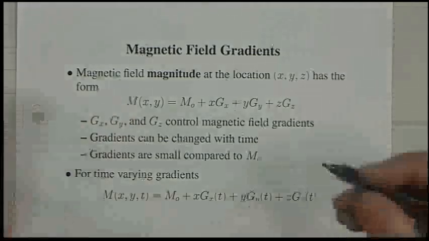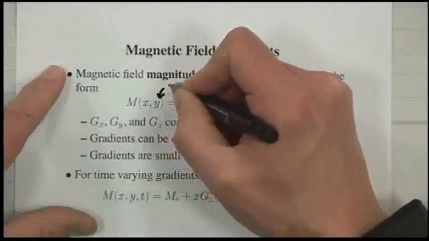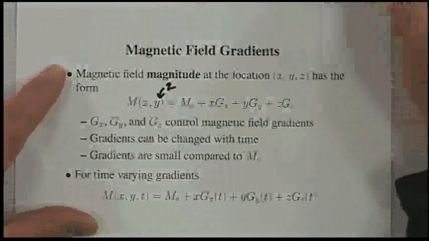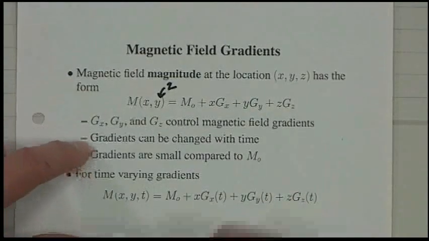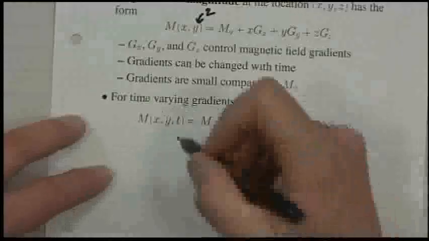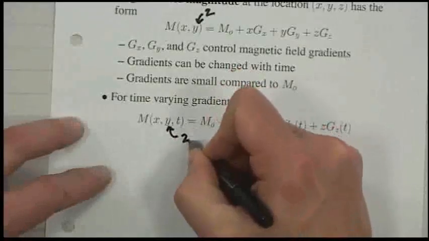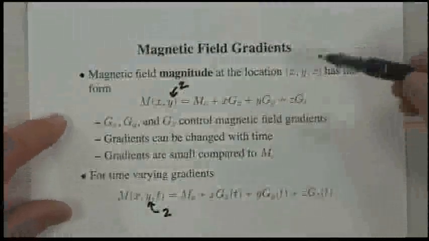Oops, I noticed this mistake before, and I keep forgetting to correct it. I'm going to have to make sure I do that. It's really M of x, y, and z. There's supposed to be a z in here. So M of x, y, and z.